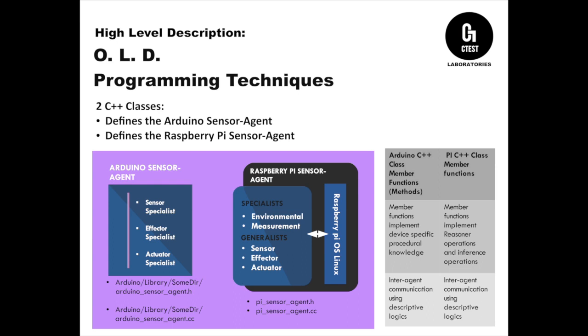Okay. Also, just dividing the functionality between the Pi sensor agent and the Arduino sensor agent. The Arduino sensor agent, the member functions. Keep in mind a C++ class is a set of attributes and member functions. The member functions implement device-specific procedural knowledge. I do not have time here to define what procedural knowledge is, but it's the knowledge of how to. Like the knowledge of how to ride a bike or how to jump a car, that kind of knowledge. The member functions on the Arduino class implement procedural knowledge. That's one of the reasons why we call it knowledge-based, because it has particular kinds of knowledge that it implements.